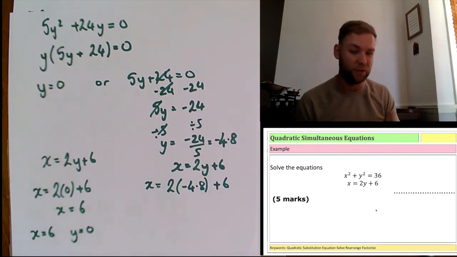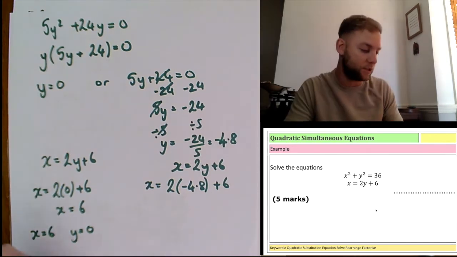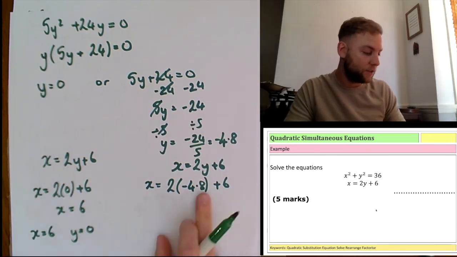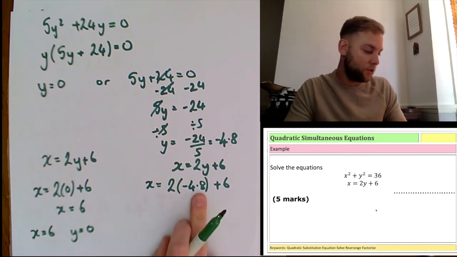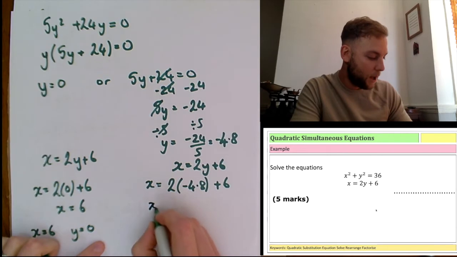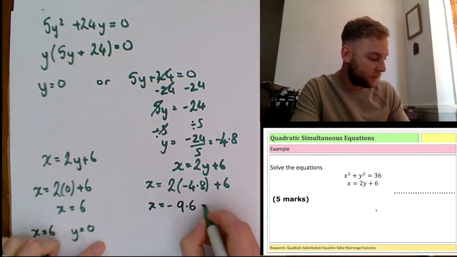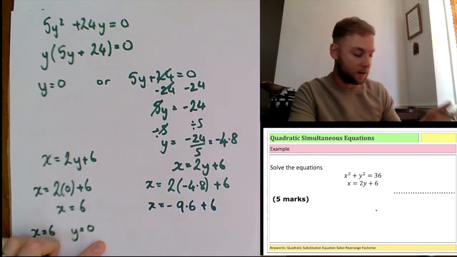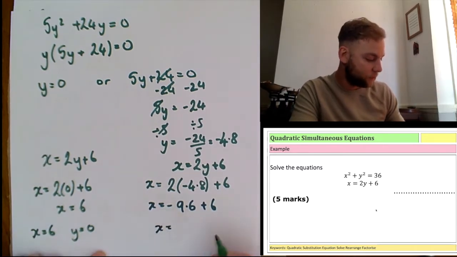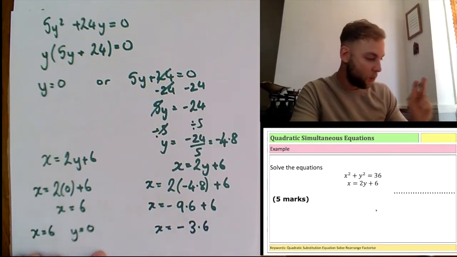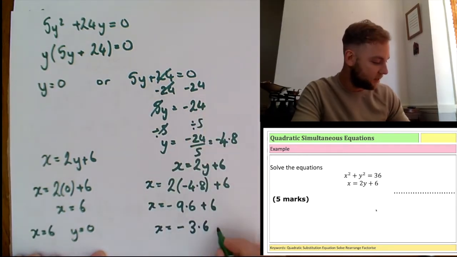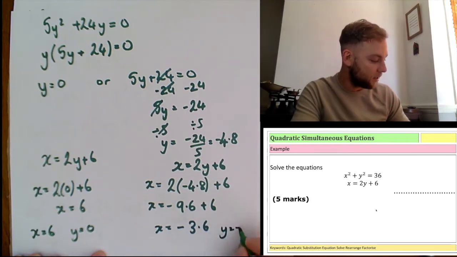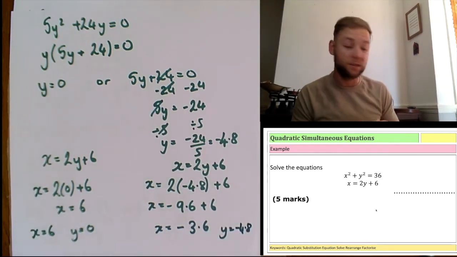You can use a grid method, you can use the Chinese method, you can use any multiplication method you want, or you could just use your head. 2 times 4 is equal to 8. 2 times the 0.8 would be 1.6. This is going to be equal to minus 9.6 plus 6. So plus that 6 on, I'm going to get x is equal to negative 3.6, when y was equal to minus 4.8.